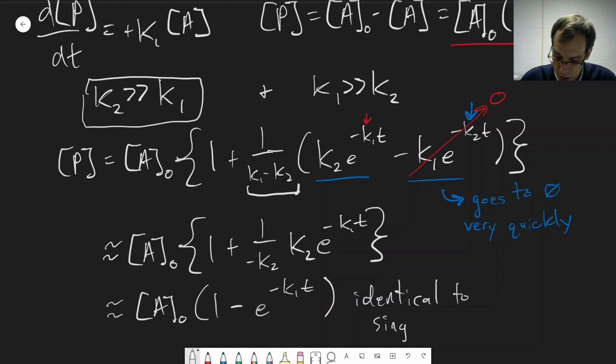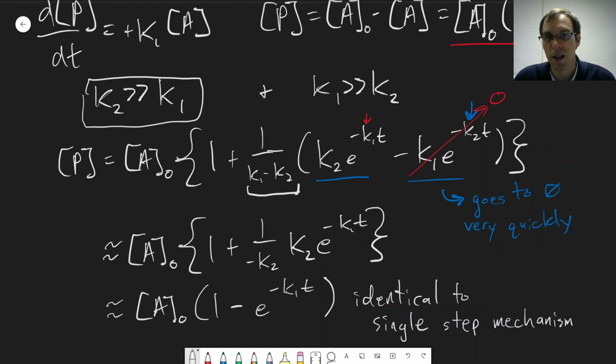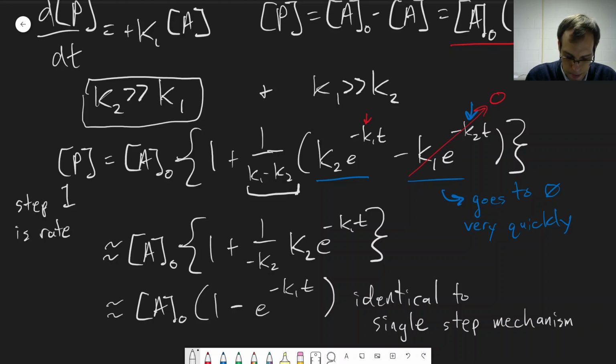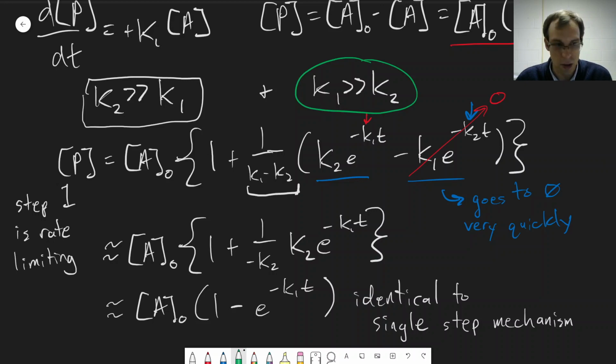So if K2 is much bigger than K1, we can't even tell that there's an intermediate being formed, because the intermediate is reacting so quickly, and our rate limiting step is the first step. That's what we're saying with K2 much bigger than K1: step 1 is rate limiting, or rate determining. That means that we can't distinguish the behavior of a two-step mechanism from just a single step occurring. But let's consider the other case, the one I have here, where K1 is much, much bigger than K2.